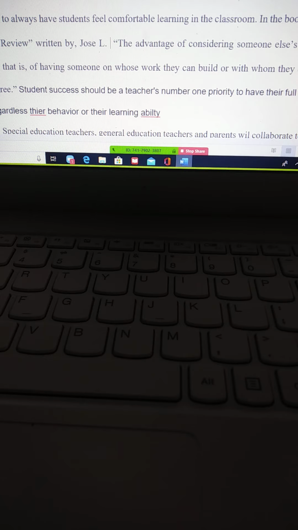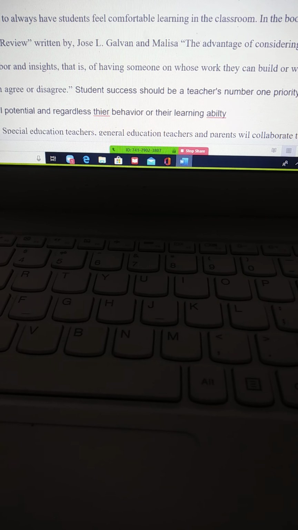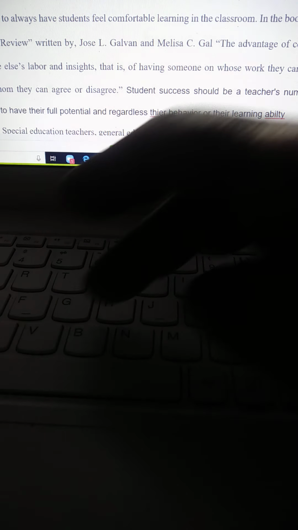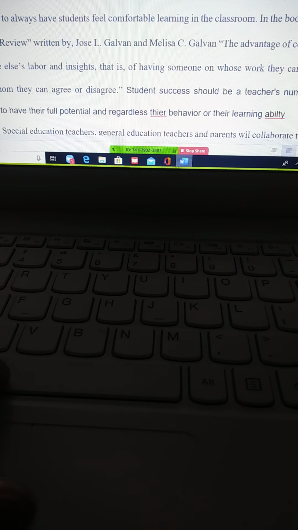Oh, was it Galvan? Galvan. It doesn't say it right there. Yeah, Galvan. I was trying to read it. Galvan and Melissa. Why am I getting this before you? Was that M-E or M-I? Melissa, M-E. What's her middle initial? Is it A? C, capital C. Okay, C. And Galvan. Okay.